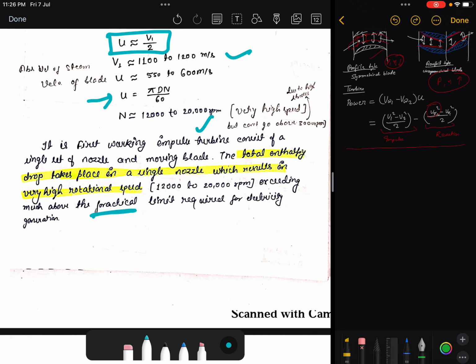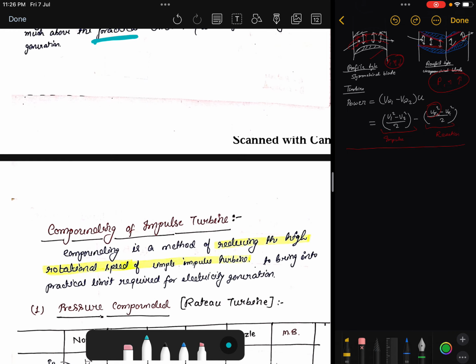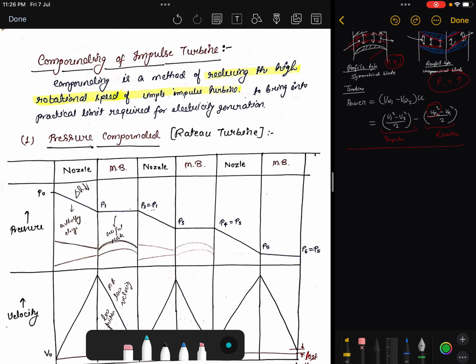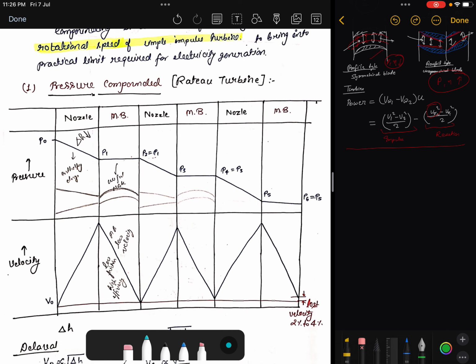That's why we use the technique of compounding. So we'll study here the compounding of impulse turbine. What is compounding? Compounding is a method of reducing the high rotational speed of the simple impulse turbine to bring it into the practical limit required for electricity generation.